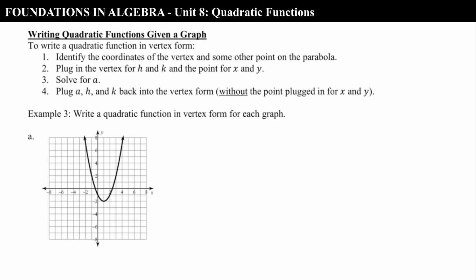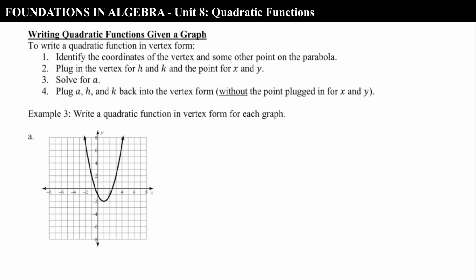Then we're going to plug in the vertex for H and K and the point for X and Y. The only thing that we won't be plugging in is our A. We're going to solve for A. That's the 3rd step. And then once you have A, you're going to plug A, H, and K back into the vertex form without the point plugged in for X and Y. And that's going to give you the equation for the function. Because for the equation of the function, you need to have something with X and Y in it.